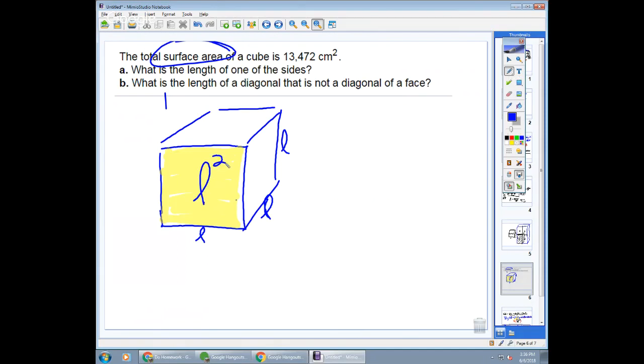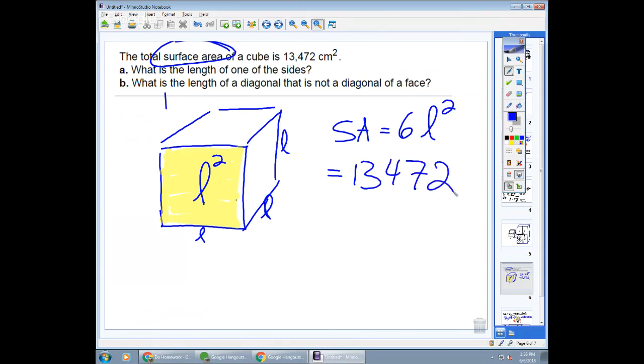And because it's a cube, what can I say about all of the faces? They're all the same, yeah. So the surface area here, how many surfaces do we have? 6 of them, yeah. So it should just be 6 times L squared. They're also telling us that surface area is 13,472 square centimeters. Then you could divide by 6. So we'll divide by 6, yeah.